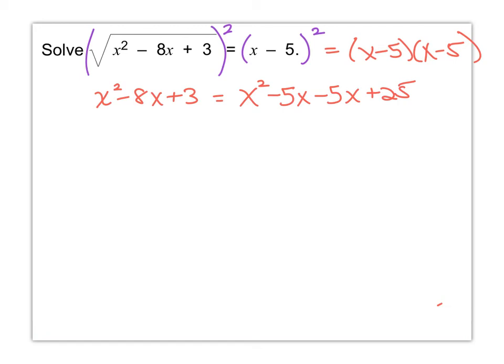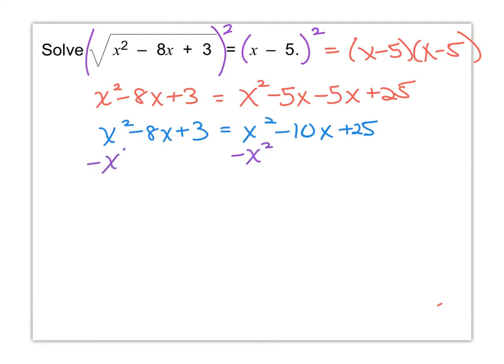We can combine like terms on each side of the equation. The left side is as simple as you can write it. The right side, you can combine the middle terms to get minus 10x as your middle term. Now we can add and subtract on both sides of the equation. We can subtract x squared from both sides and we end up with a linear equation.